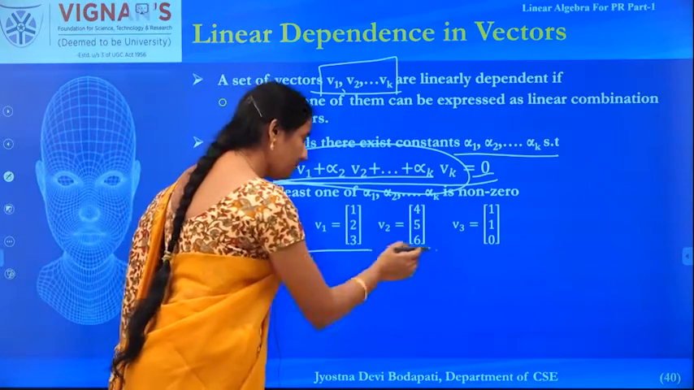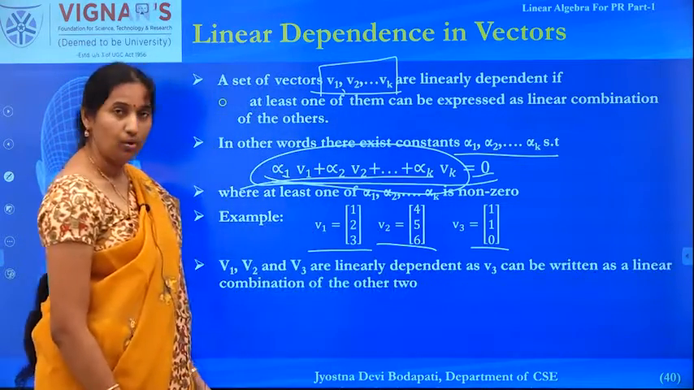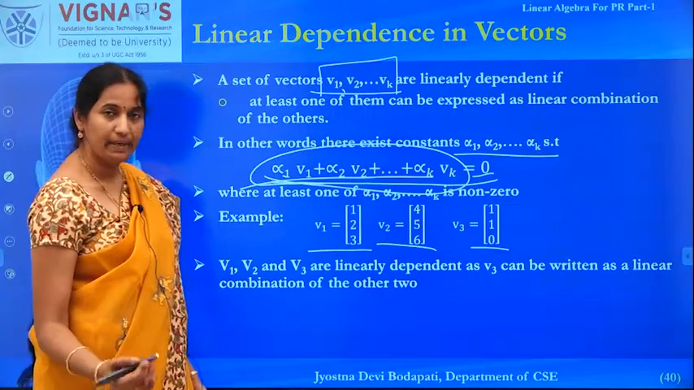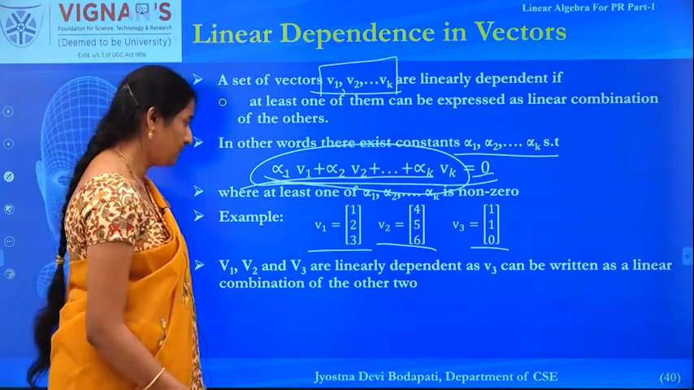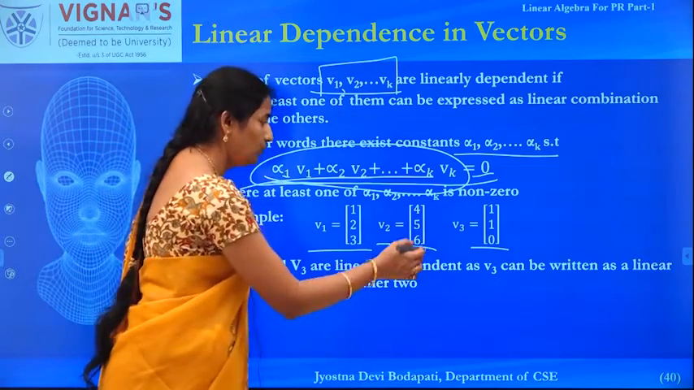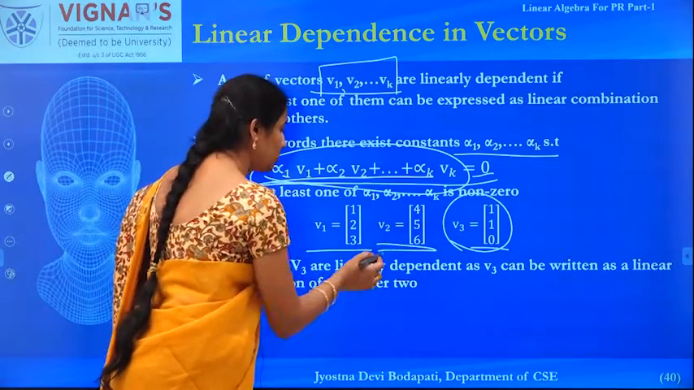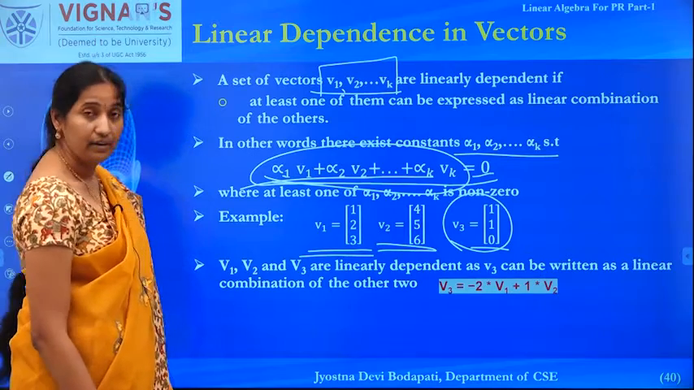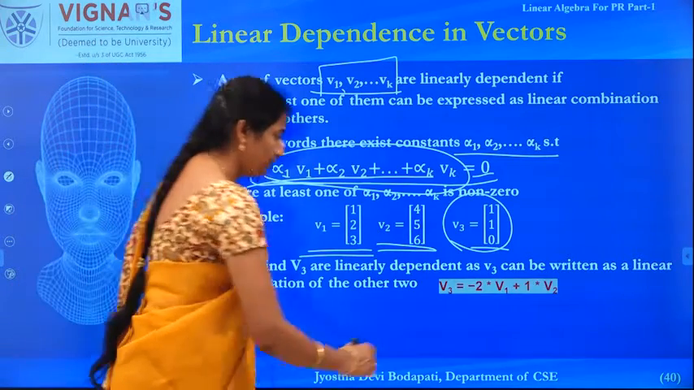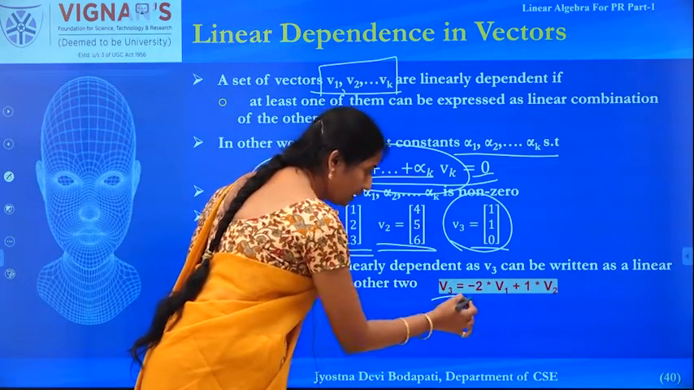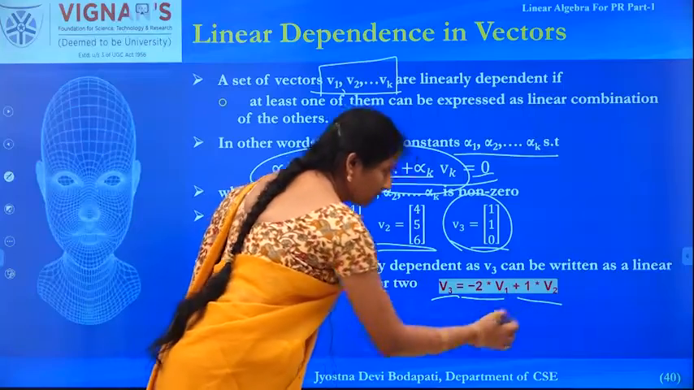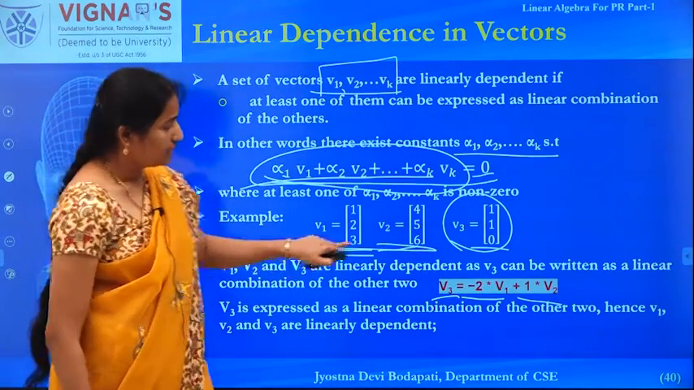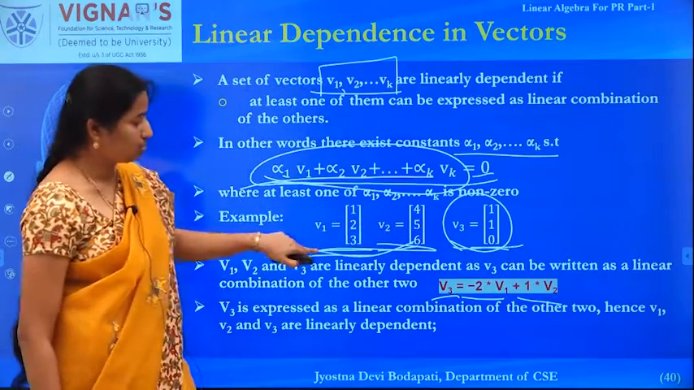Now consider this example: v1, v2 and v3. Let's see whether they are linearly dependent vectors or not. Here, v3 can be written as a linear combination of v1 and v2, so I can say that they are linearly dependent vectors. If you observe, v3 equals minus 2 times v1 plus 1 times v2. So if you have these two vectors, you can derive v3 from them.